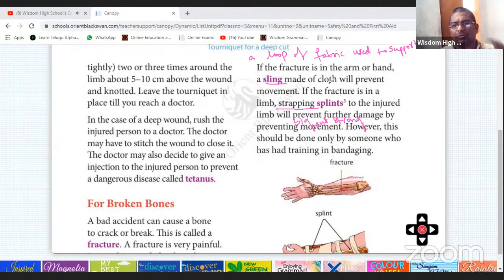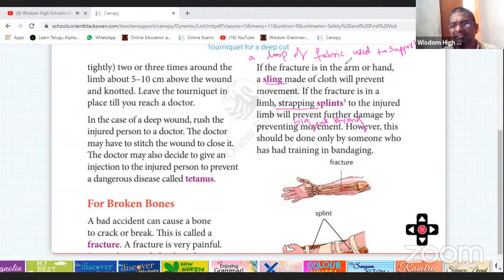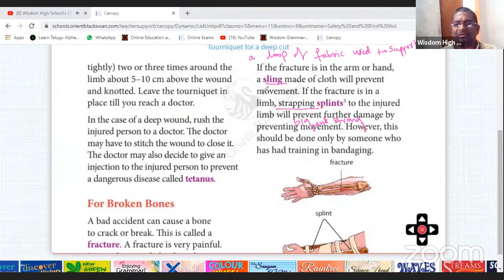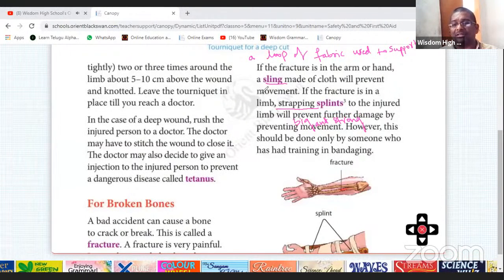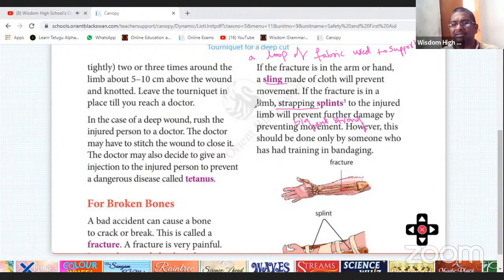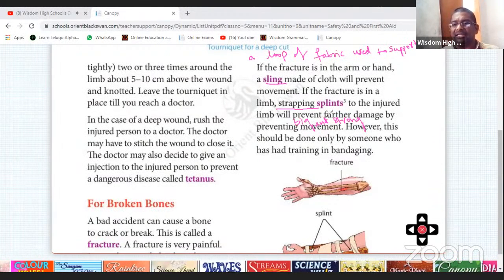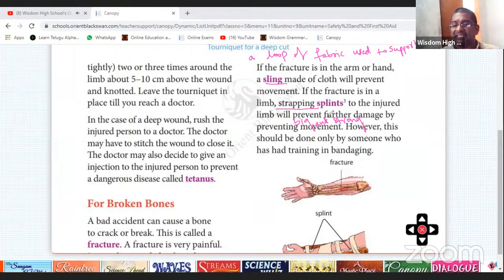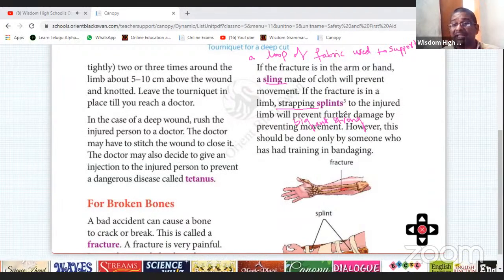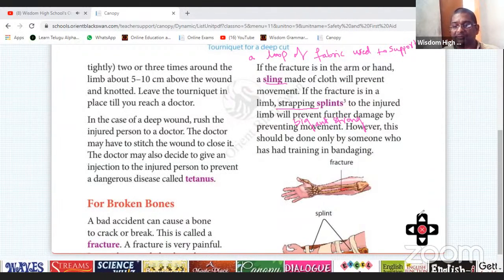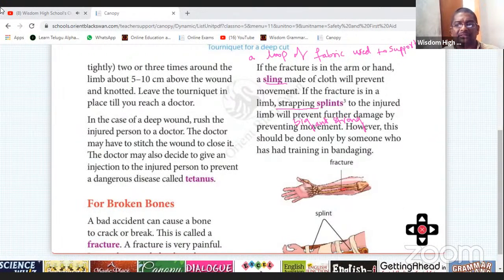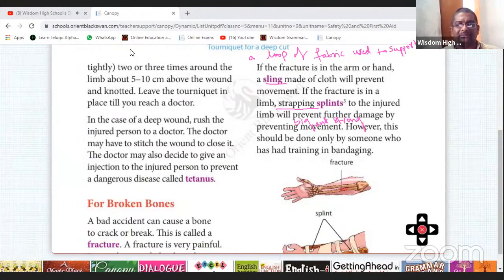So if the fracture is in the arm, a sling made of cloth will prevent movement. Usually doctors only can apply that. Listen here. If the fracture is in the limb, strapping means big and strong, and it prevents movement. Explain that.